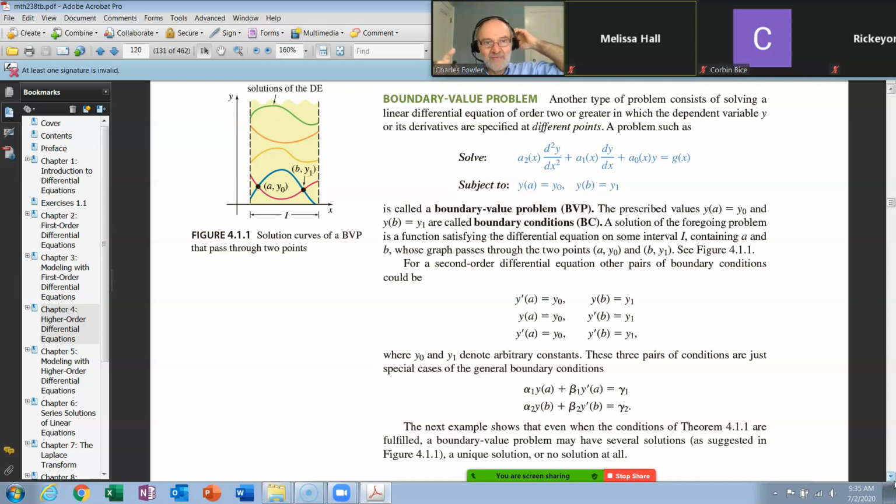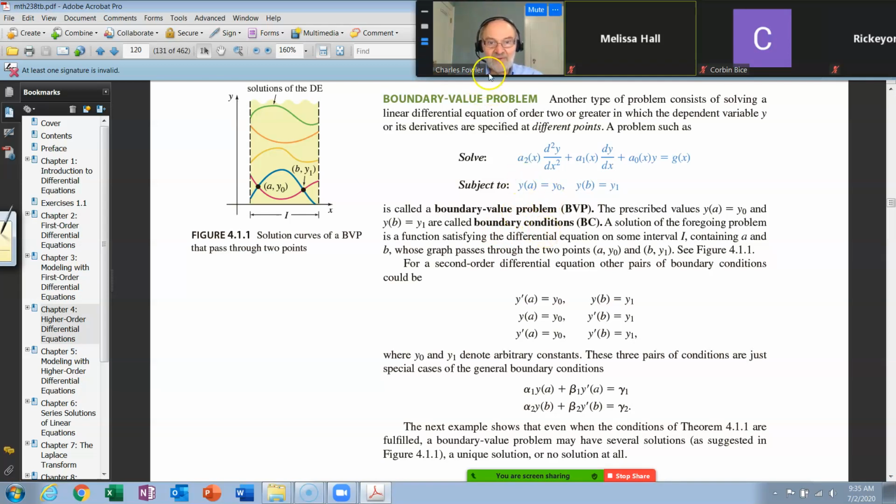boundary value problem. Another type of problem consists of solving linear differential equations of order 2 or greater, in other words, a higher order linear differential equation, in which the dependent variable y or its derivatives are specified at different points, not the same point. Initial conditions all have to be at that same x0. And here would be an example.